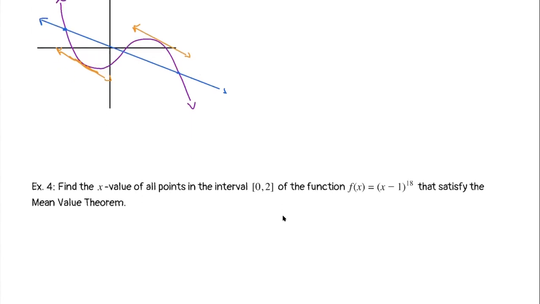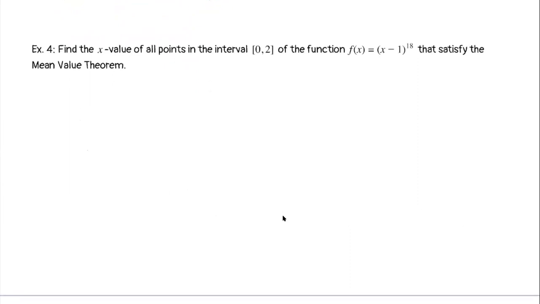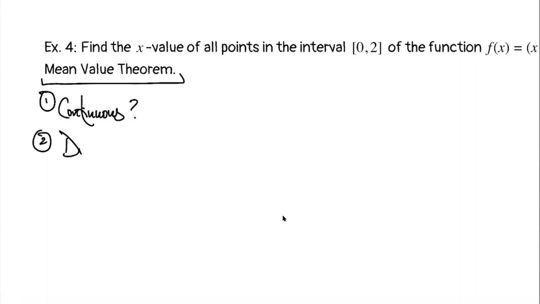So let's finish off today with example 4, just so we get a little bit of that practice in the application, all right? So example 4 says, find the x value of all points in the interval 0 to 2 of the function f of x equals (x minus 1) to the 18th that satisfy the mean value theorem. All right, we should check first. Is this function continuous? And then secondly, we want to ask ourselves, is this function differentiable?